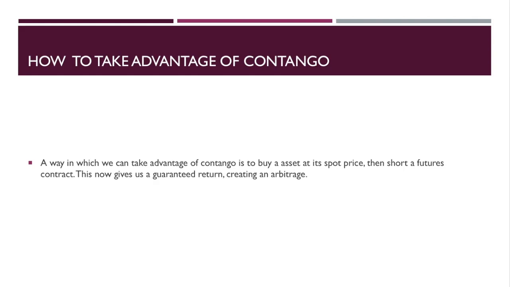Okay, so let's talk about how we can take advantage of contango. I'm then going to give you a trade about it. So the way that we can take advantage of contango is to go long an asset at the spot price and then short the futures contract. And so this gives us a guaranteed return. It creates an arbitrage. And so when the futures comes and it settles, then there you have it. You made your full profit.